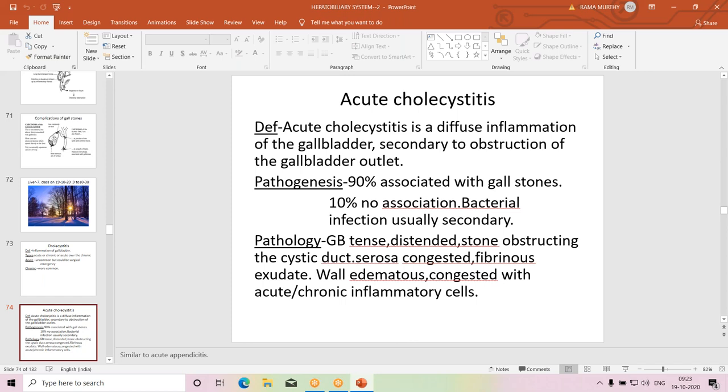Pathologically, the gallbladder appears tense, distended with bile, greenish or reddish bile, and the stone is obstructing the cystic duct. Serosa is congested. There is fibrous exudate covering the surface of the gallbladder. On cut section, the wall is edematous, congested, and infiltrated by acute and chronic inflammatory cells.